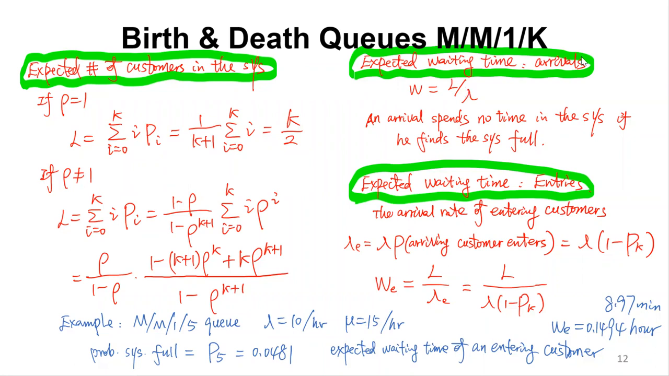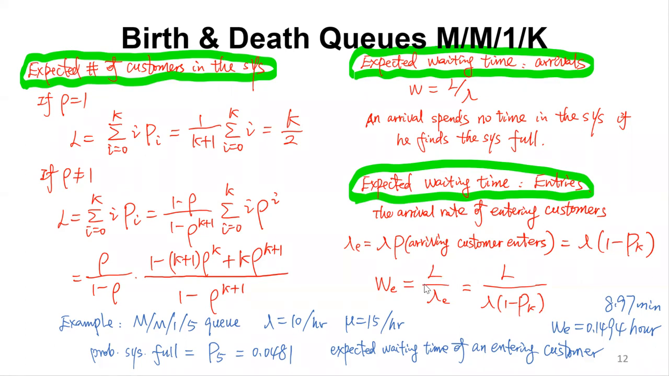So this is for arrivals. Now, suppose the customer enters. So expected waiting time for the entries. The arrival rate of entering customers is lambda times the probability that an arriving customer enters. So this is lambda times (1 minus pK). This will be the rate of entering customers, while lambda is the arrival rate of all customers. This is only for entering customers.